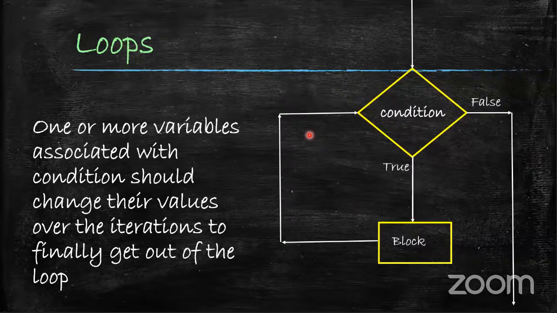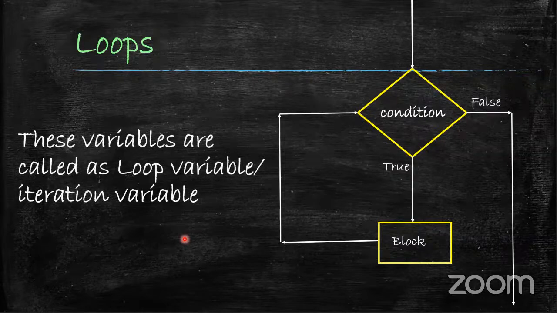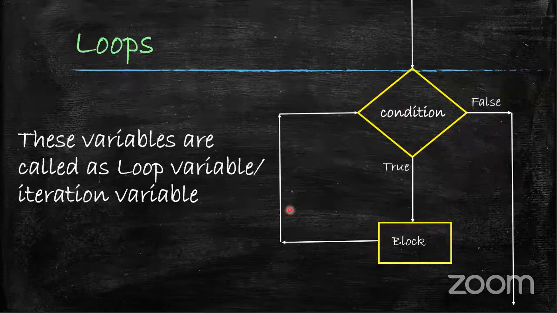So the program will get restricted to this loop only. It will keep continuing here. Either you have to stop it, or the battery will drain out and then it will stop. Now this variable which gets modified over the different iterations is called the loop variable or iteration variable.